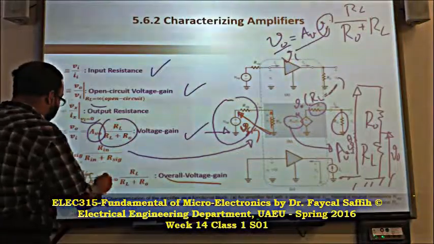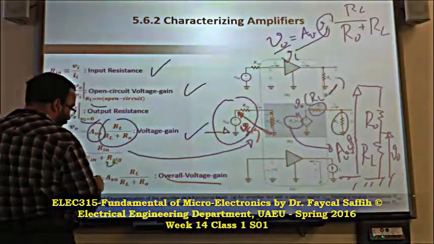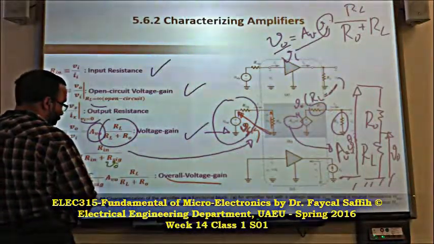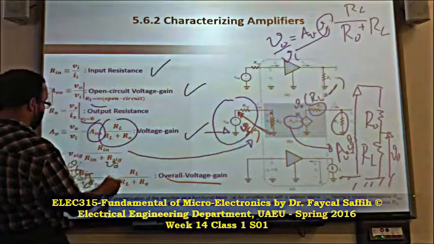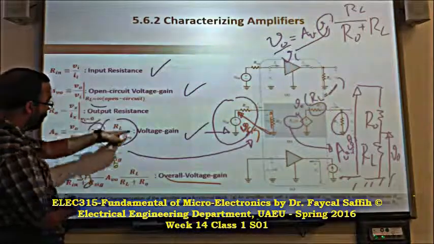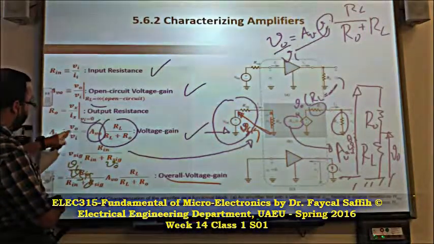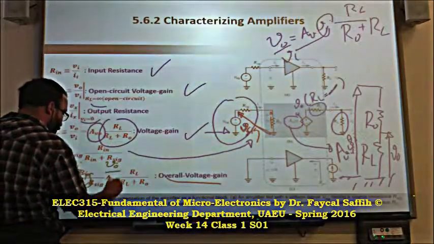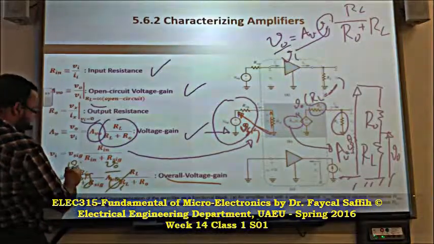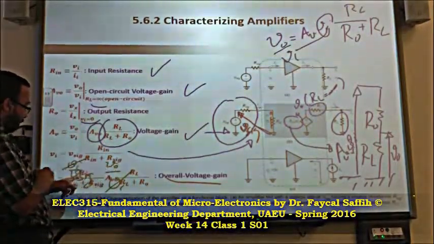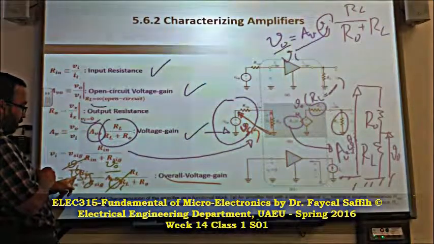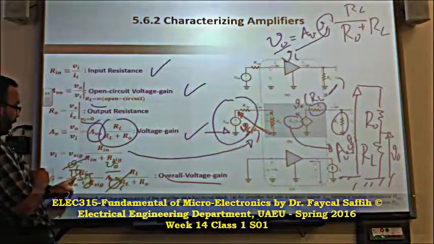And AV naught is actually V out divided by V in, this whole thing. Yes or no? So this cancels with this, and will give you V out, of course with RL, divided by V signal. Do you understand? V output divided by V signal.